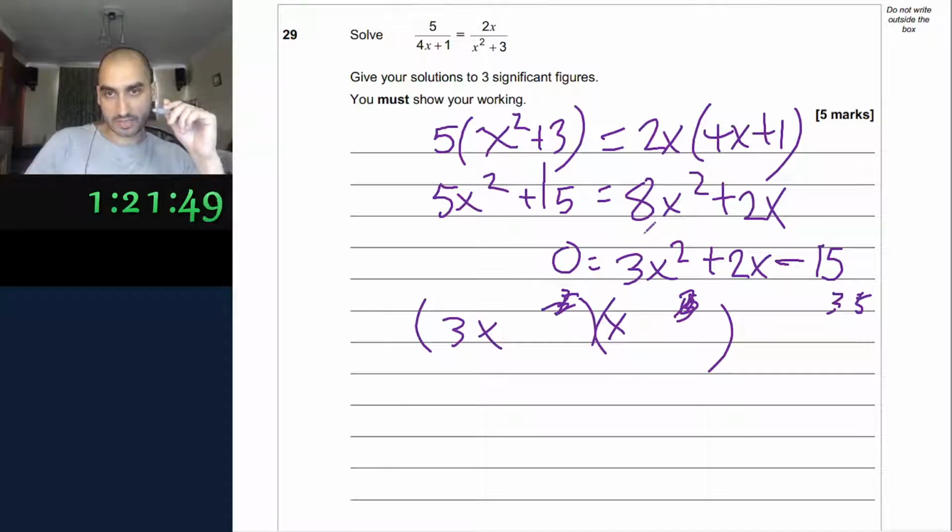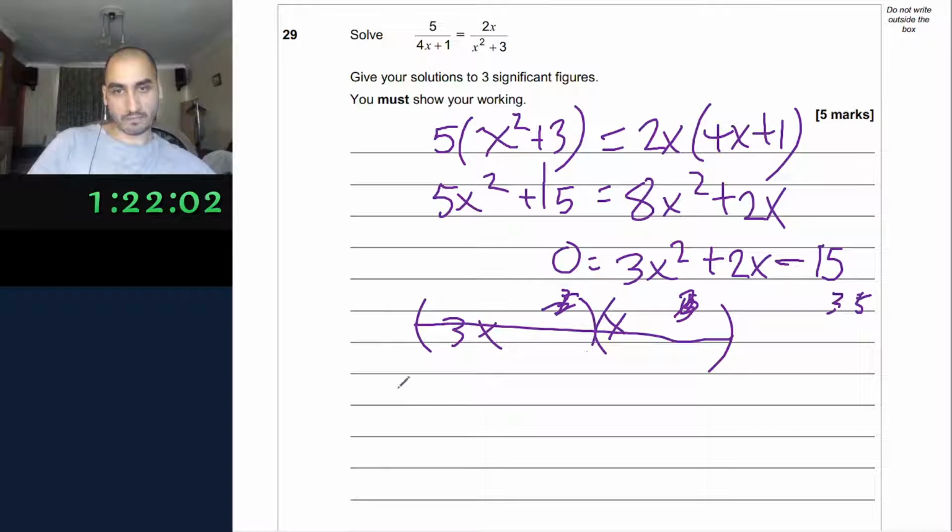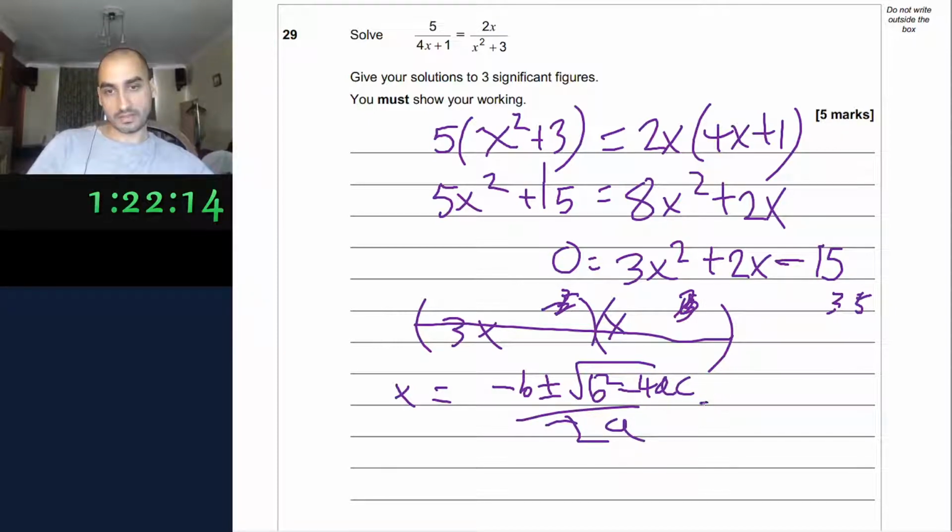8x squared plus 2x. So it's 3x squared plus 2x minus 15. Okay, quadratic formula. X equals minus b plus or minus the square root of b squared minus 4ac all over 2a. I'll never forget that. It was actually my granddad who taught that to me long before we learned it at school.